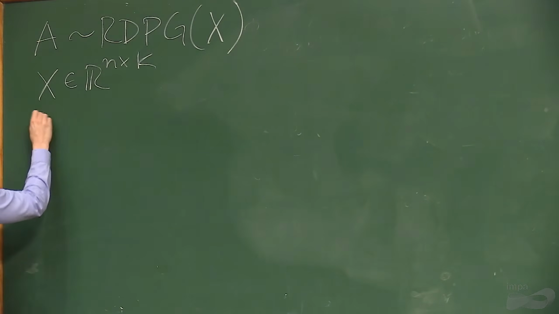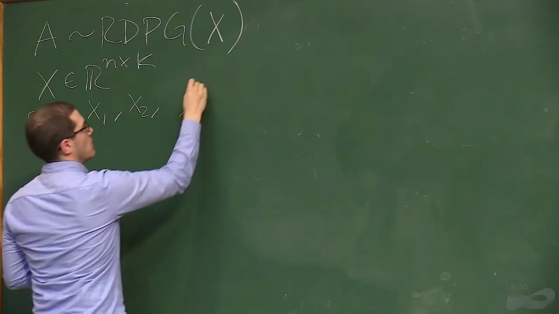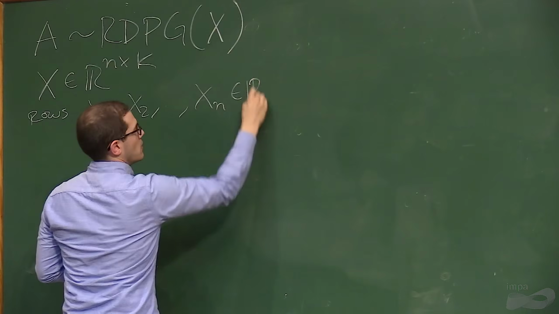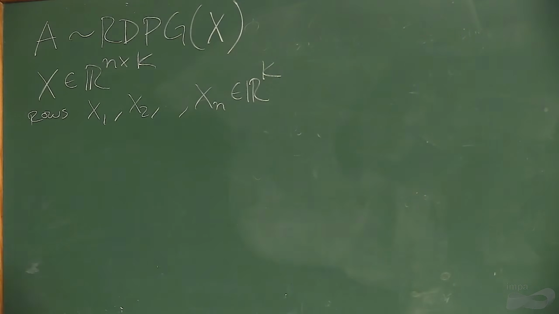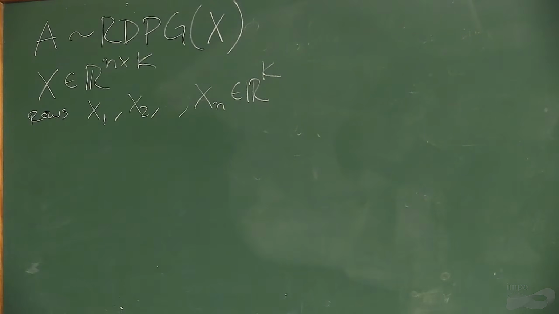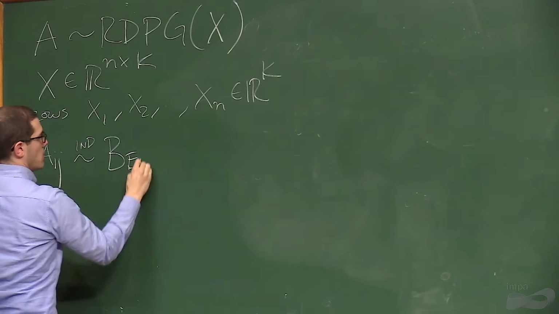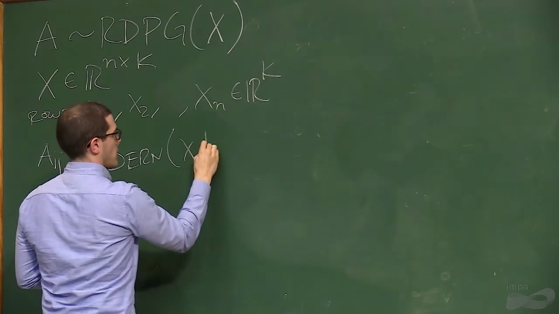The rows of x, x1, x2, and so on, encode something like the role of every vertex in our graph. So once I tell you the latent position, the xi, for some vertex i, you know basically how that vertex is going to behave. The reason being that conditional on these latent positions, edges are independent Bernoulli xi transpose xj.